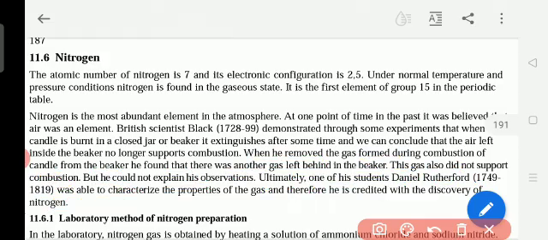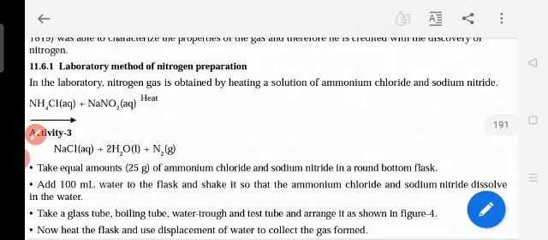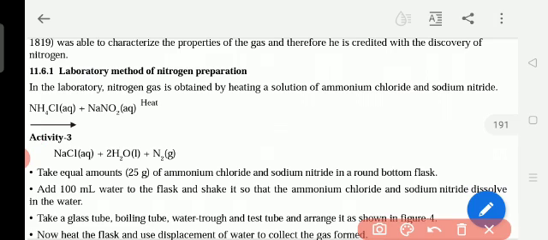Okay, the next one: how to prepare this nitrogen gas in the laboratory. They take NH4Cl, meaning ammonium chloride, and NaNO2, meaning sodium nitrite. Always the equation should be written in a straight line, should not be broken like this, but on this screen it is showing like this. You follow the textbook page 187. So how to prepare the nitrogen gas?